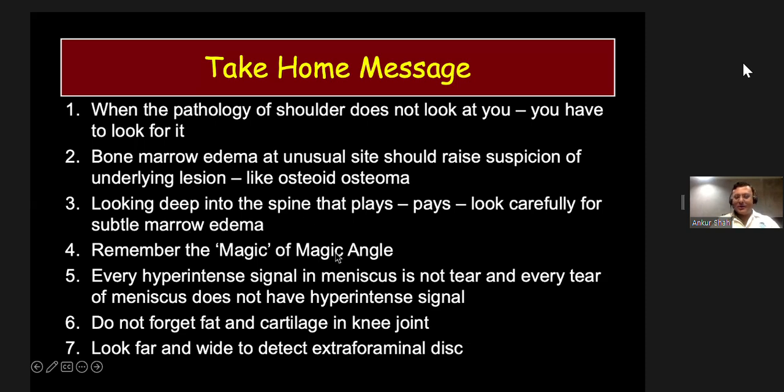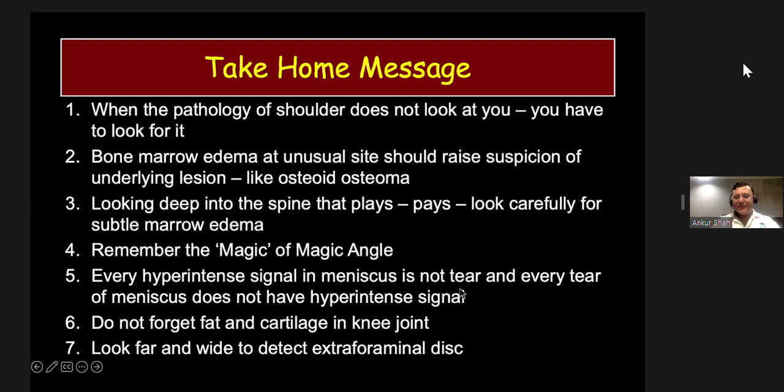Remember the magic angle before calling any tendon or ligament edematous. Particularly in case of tendon, we do come across many tendons, as I showed. They always look like tendinosis, but it is just because of the magic angle phenomenon. So remember to have a look at the T2 weighted images also, and not just the fat suppressed PD or the non-fat suppressed PD images.